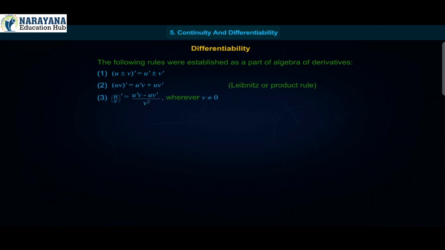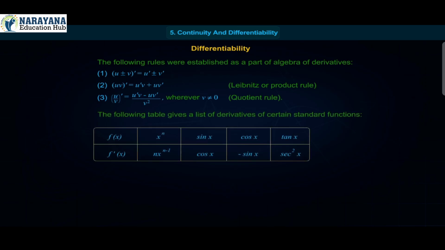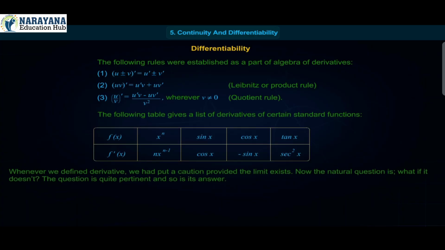Number 3. (u/v)' = (u'v - uv')/v², wherever v is not equal to 0, which is the quotient rule. The following table gives a list of derivatives of certain standard functions.